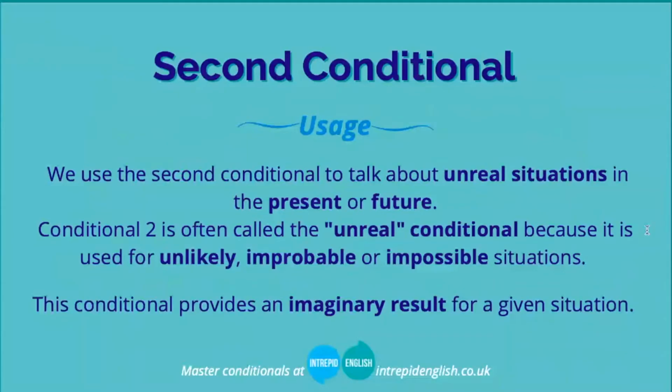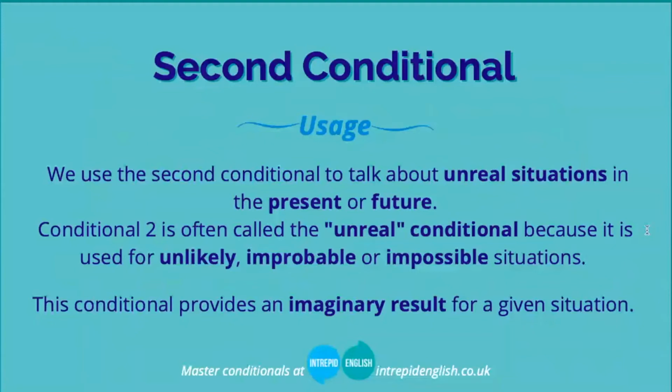So this is one that many students find hard. So these are getting progressively harder now for a lot of students. So when do we use the second conditional? The usage is really important here because we use the second conditional to talk about unreal situations in the present or future. And it's called unreal because we use it to talk about anything from unlikely to improbable to impossible. So this covers a whole range of different situations.